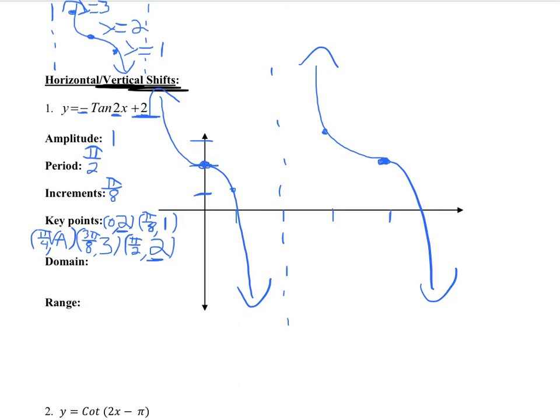So then to finish it off, our domain is all real numbers, except x cannot equal the VA in this case, which is pi over 4, and range is all real numbers, or you could say negative infinity to positive infinity. So main thing to remember, the vertical shift +2 is going to give us this, which is where y equals 2.